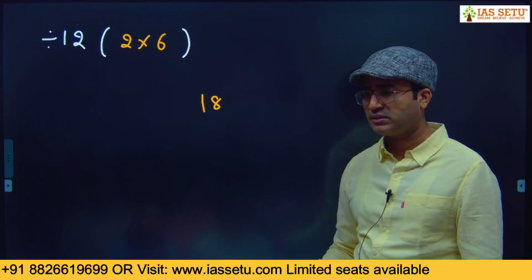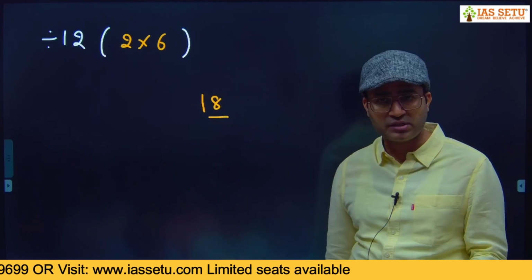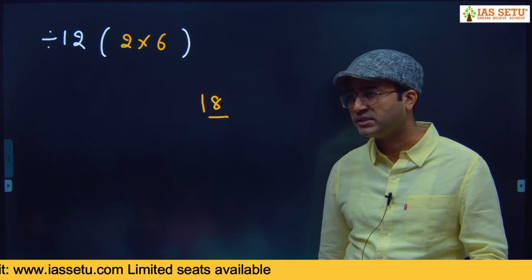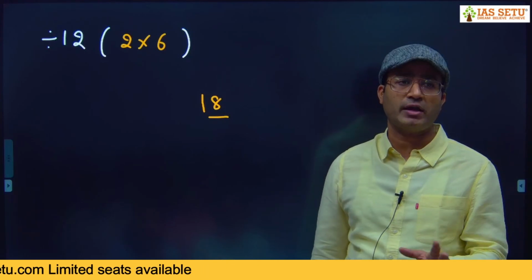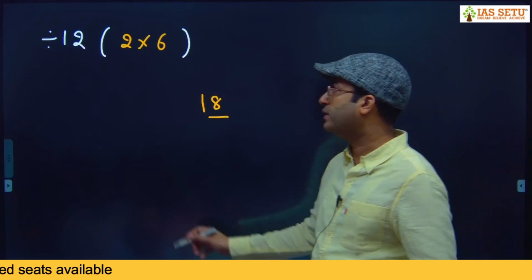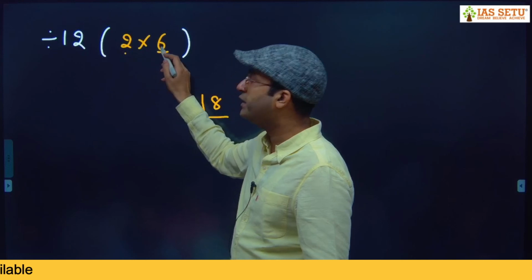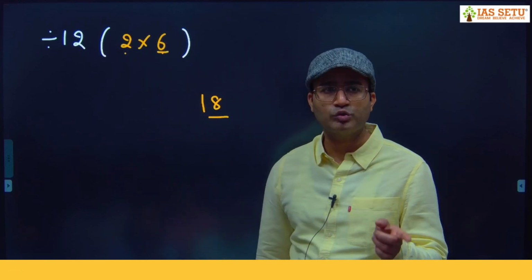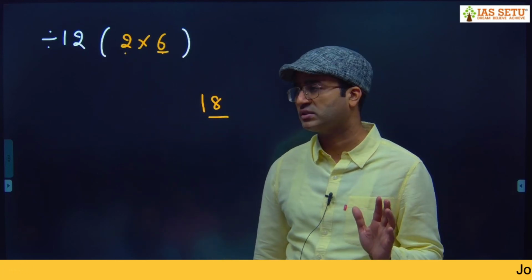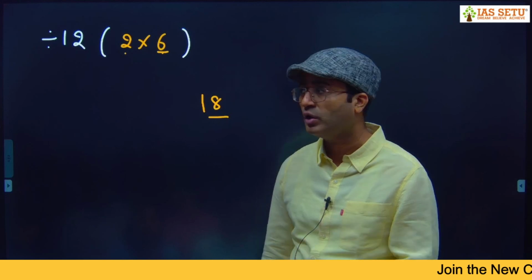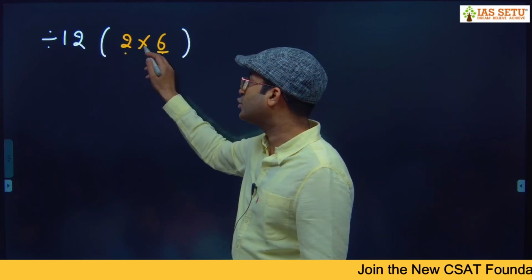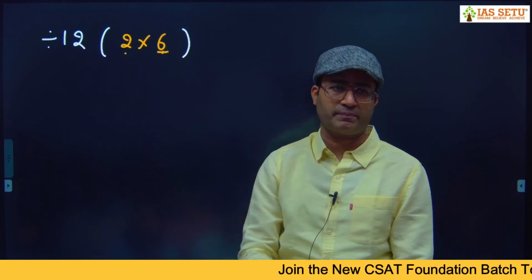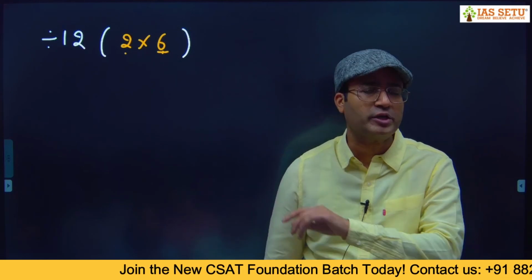2 and 6, 18. 18 is divisible by 2. 18 is divisible by 6, but 18 is not divisible by 12. What is the problem here? Here in this 6, 2 is already included. So when you break 2 and 6, it means you check only 6. आप 2 नहीं use कर पा रहे हो. So the problem here is 2 and 6 are not co-prime. So you have to break that number in such a way that the factors are co-prime.